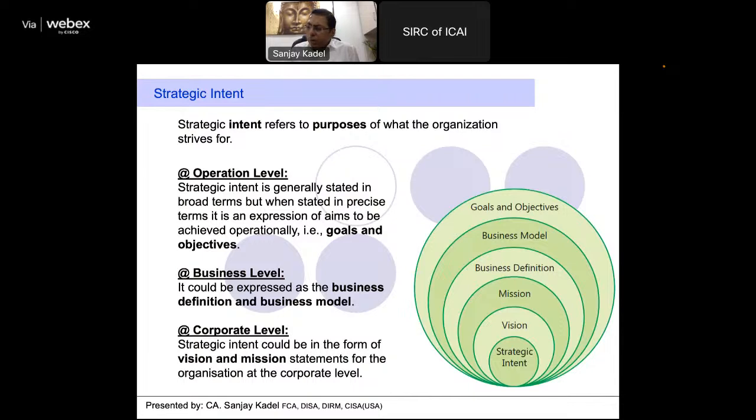Business definition is the answer to the question, what business are you doing or what business do you want to do? That is business definition. Then business model. Business model is the answer to the question, how you are going to do your business. So business definition is what business, and business model means how will you do the business. Then come goals and objectives. So these are various levels of strategic intent. Vision and mission are at the corporate level. Business definition and business model are at the business level, and goals and objectives are at the operational level.